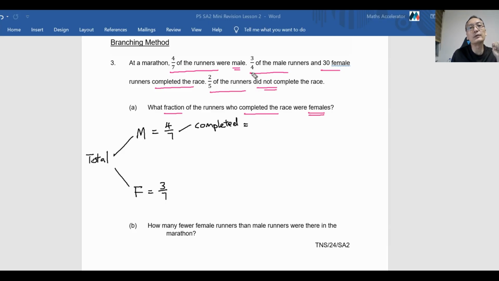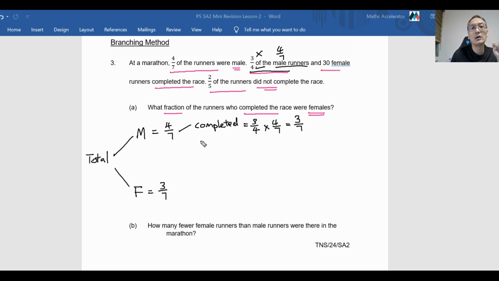Okay, let's try to recap what this means. 3/4 of the male runners. "Of," we know, is to multiply. The male runners over here is 4/7. Therefore, we need to take 3/4 multiplied by 4/7, and that will give us 3/7.